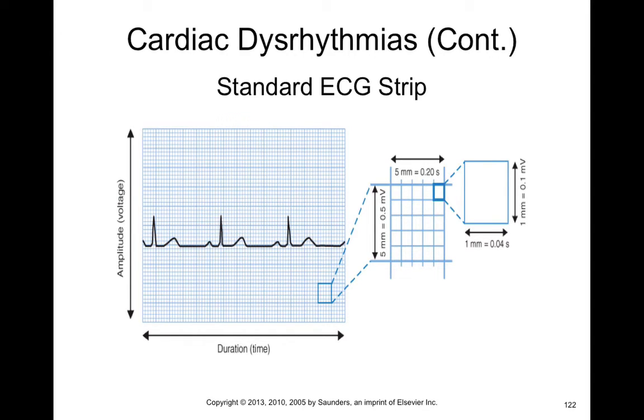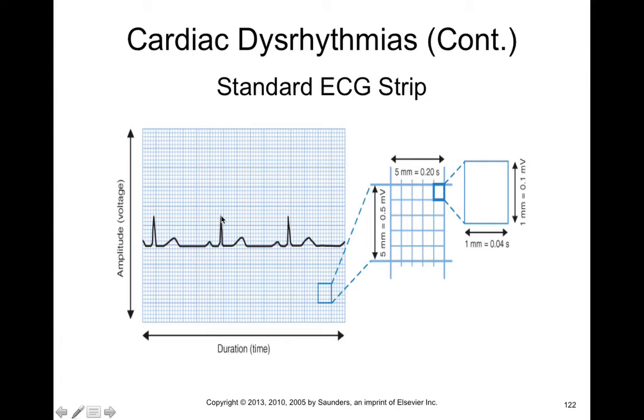So there's actually an easier way to calculate this, and all you need to do is count the number of big squares here between each peak of the QRS wave. So you have 1, 2, 3, 4, 5, and if you divide the number of big squares into 300, so 300 divided by the number of big squares between each peak, that gives you a really quick estimate of beats per minute. So if you take 300 divided by 5, that's 60. And so we see here really quickly it's 60 beats per minute.